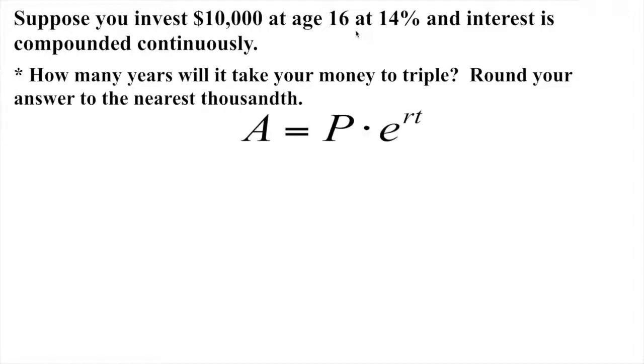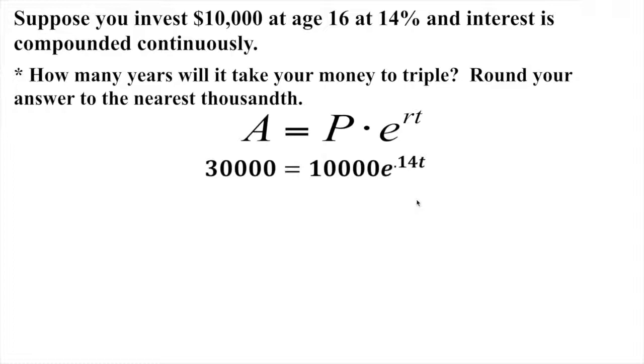Here's our original compounded continuously interest equation. Compound interest, but it's continuously compounding. Okay, so we know what A is in this case. A is going to be our triple amount, and triple is going to be $30,000. P, this is the amount we initially started with. This is $10,000. E is the number e. Interest rate is 14%. Remember, it's 0.14. T is what we're looking for. We don't know what time is, so that's the whole purpose of the equation, to determine it.